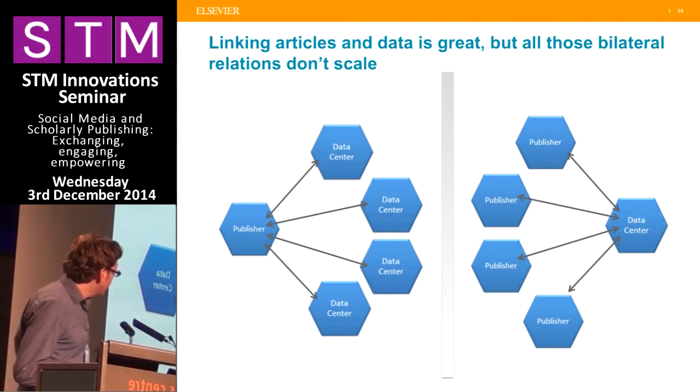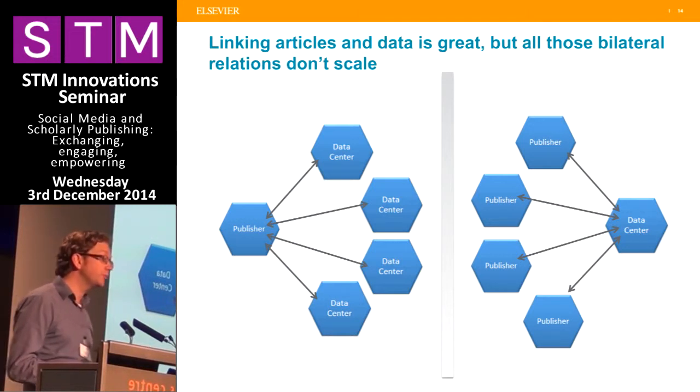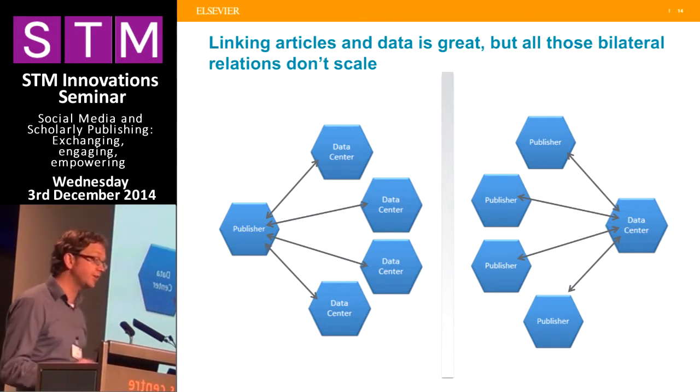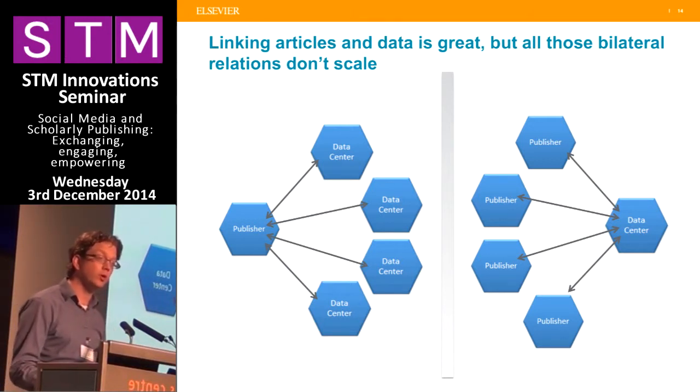So these linking relationships with data centers, that's really nice. I think it's a really nice part of my job to have those conversations with those data centers. But it doesn't really scale well. For these about 50 data repositories, we have one-on-one discussions to find out how to link and to make sure that we understand how the data is archived, etc. So as a system, it doesn't really scale. And of course, for data centers, it's exactly the same way around. They have to have these conversations with many publishers.